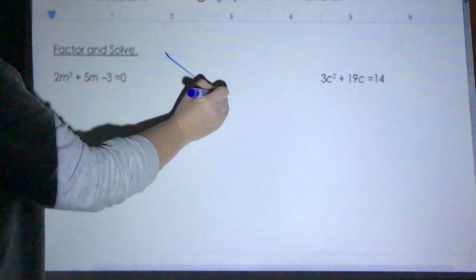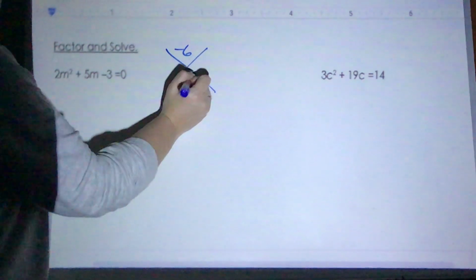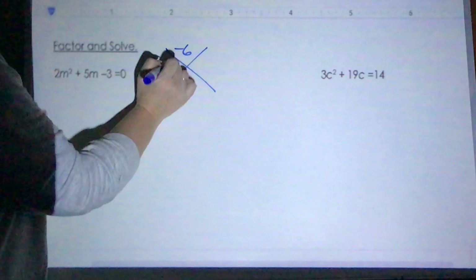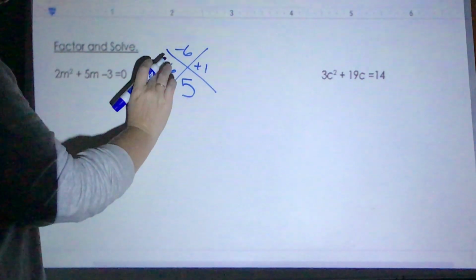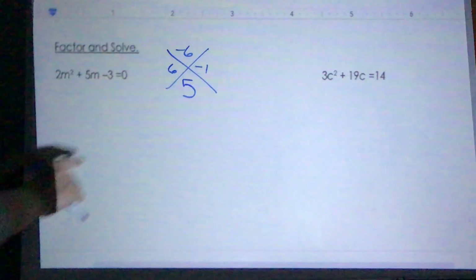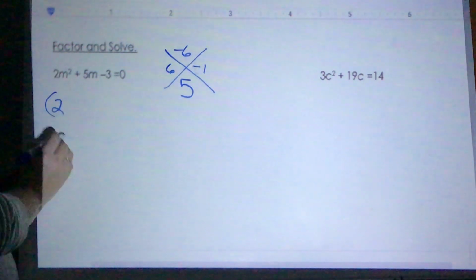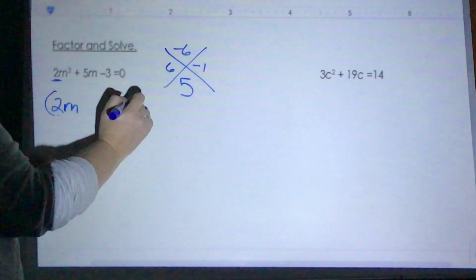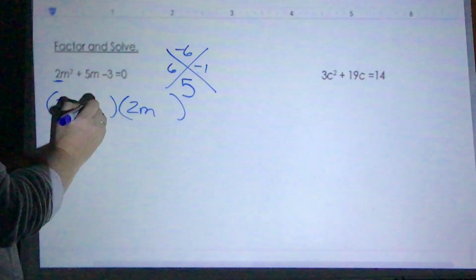So for the lazy way, I'm looking for two numbers that multiply to give me negative 6, and add to give me 5. And those two numbers would be +6 and -1, because we have +5 for our answer. Once we have these two numbers, for the lazy way, I start off by writing just whatever you have for A with your variable for your first term in each parentheses. And then I'm putting both of these in.